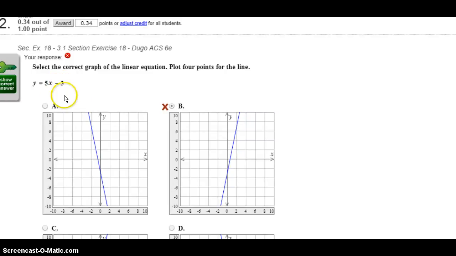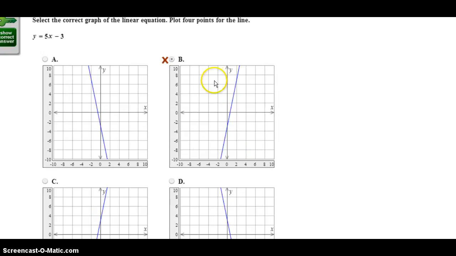To graph this, there's a couple ways. One is to look at the y-intercept, which is this number that doesn't have an x next to it. So it's -3. The graph will cross the y-axis at -3, so -1, 2, 3. Both of these are a possibility, and the slope is 5. So from here it goes up 5. So up 1, 2, 3, 4, 5 over 1.